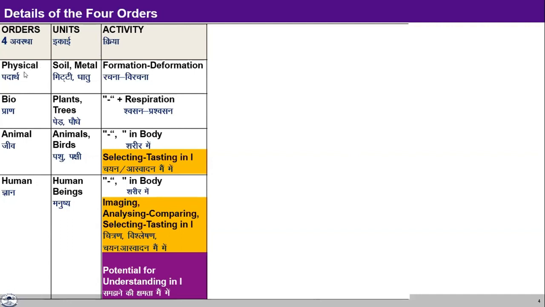So if you look at the physical order, the activity is formation and deformation, rachana and virachana. Formation means two units joined together to make a bigger unit. This is formation. And deformation is one unit splits into two or more units. This is deformation. So at most, if you look at the activity that takes place in the physical order, there's an activity of formation or deformation.